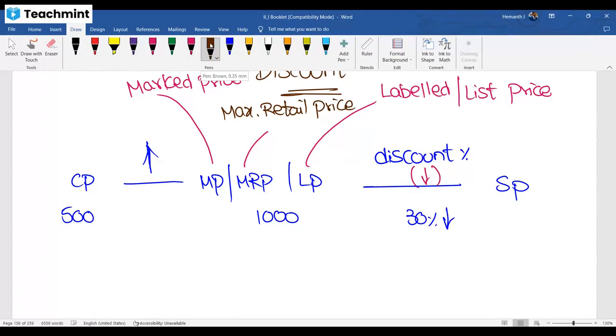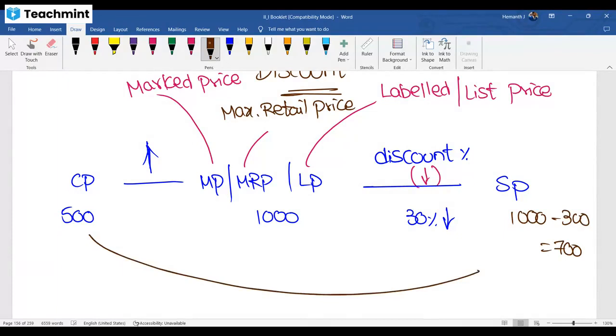Right. Now, what is 30% of 1000? 10% means removing 100, right? 30% means 300. So the shop is selling the product for 700 rupees. Is it profit or loss? So this is what we can decide using SP and CP, profit or loss. This is the concept.